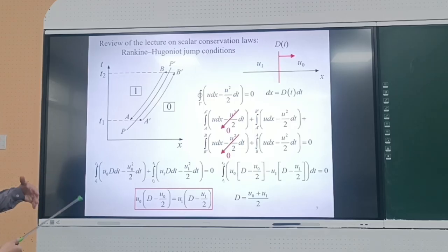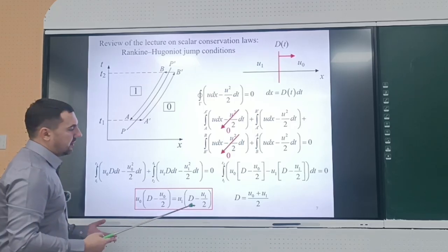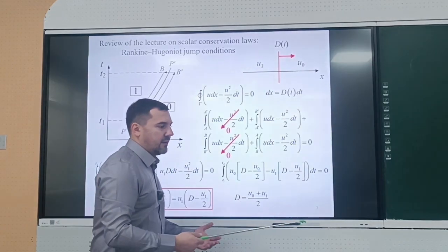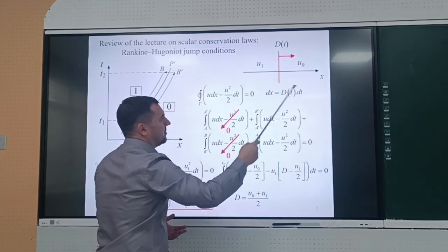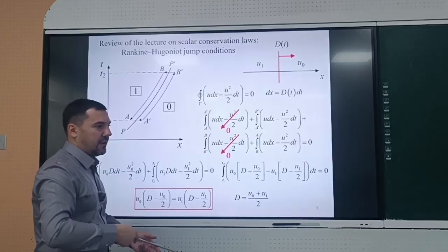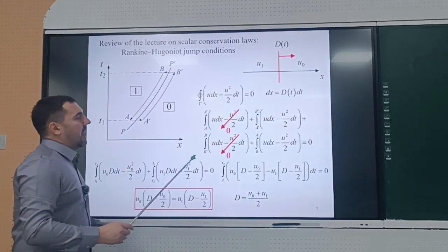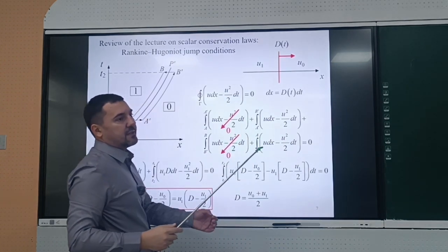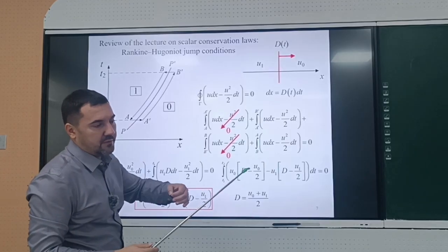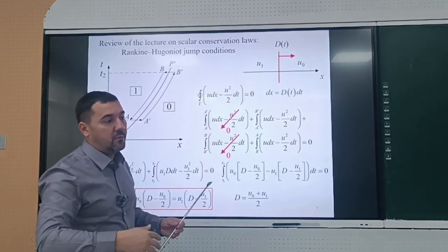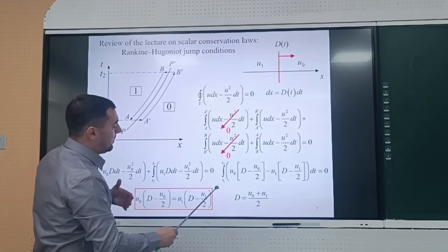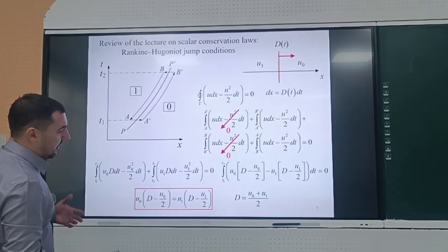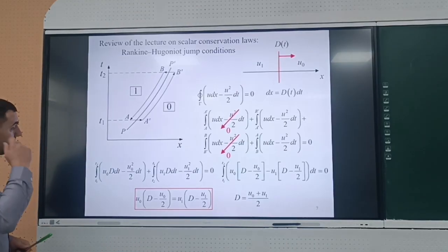And actually we can consider this relationship in a different manner. Usually we do not know the parameter u1. Usually in reality we know parameters in front of the discontinuity. For example, we know parameters here in this room, and we would like to know what the parameters behind the shock wave will be if the speed of the shock wave is D. So if we know this D, then we can find this u1 from this relationship. This is the usual statement of the problem.